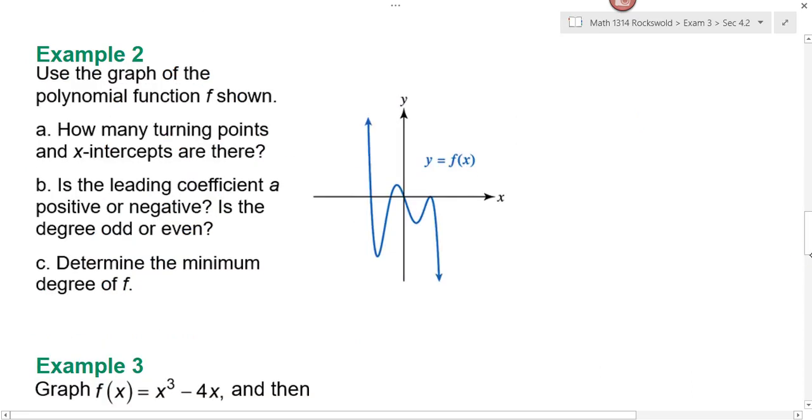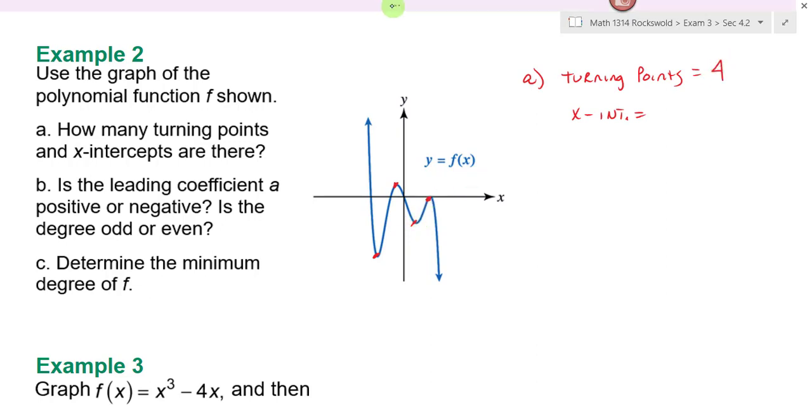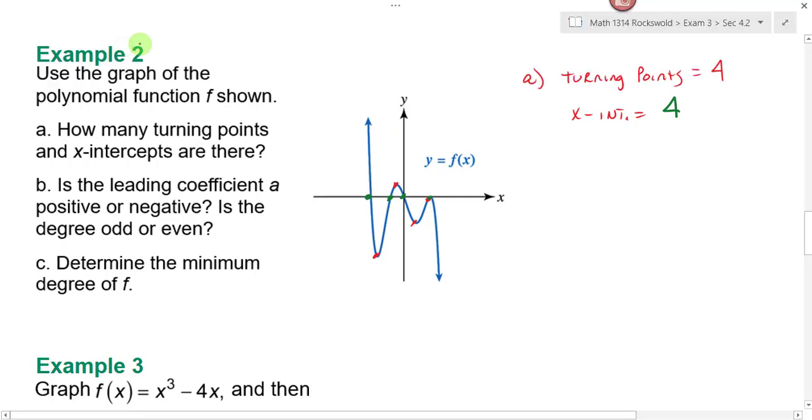In example 2, we're asked to use the graph of the polynomial function and do the same thing. Part A says how many turning points and x-intercepts are there? Well, let's count the turning points first. So there's 1, 2, 3, 4 turning points, and how many x-intercepts? There's 1, 2, 3, 4 x-intercepts. Is the leading coefficient to this polynomial going to be positive or negative? What about the degree? Is the degree going to be even or odd?